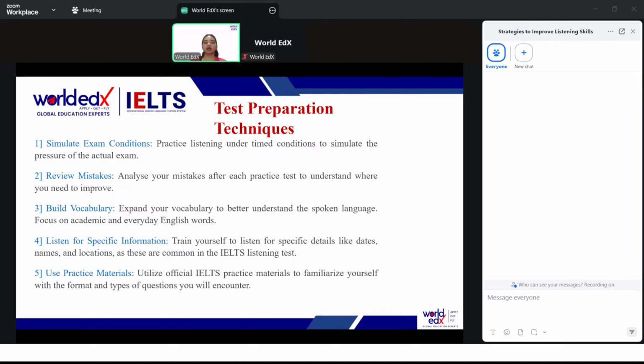Now, coming to the test preparation techniques, the first one is simulate exam conditions. Make sure that when you sit once, you are completing all the 4 sections. Do not take gaps in the middle, because in the official test you will not get any gaps. So make sure that you are practicing, keeping the actual test in mind.